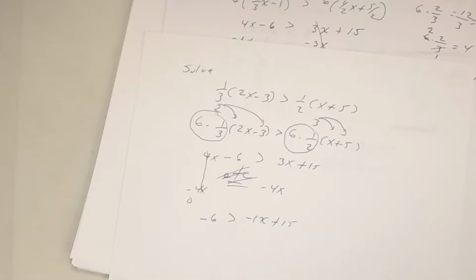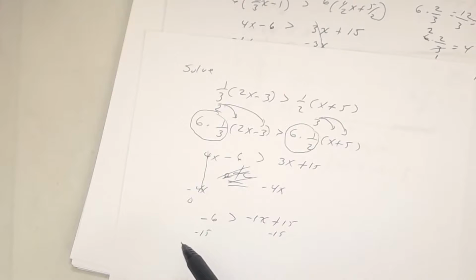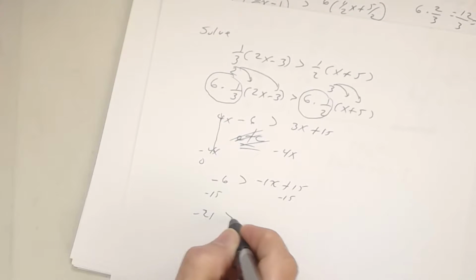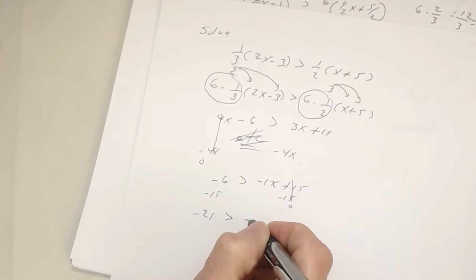Then what's the next step? Divide by... Not yet. You've got to get rid of that constant. You've got to bring the constant to one side now. Remember, always do the multiplication property of inequality at the end. Subtract 15 from both sides, and then combine like terms. What's a negative 6 and a negative 15? Negative 21 is greater than, and that's 0, right? What's that greater than, though? Negative 1x. All right, so that's where I'm at.